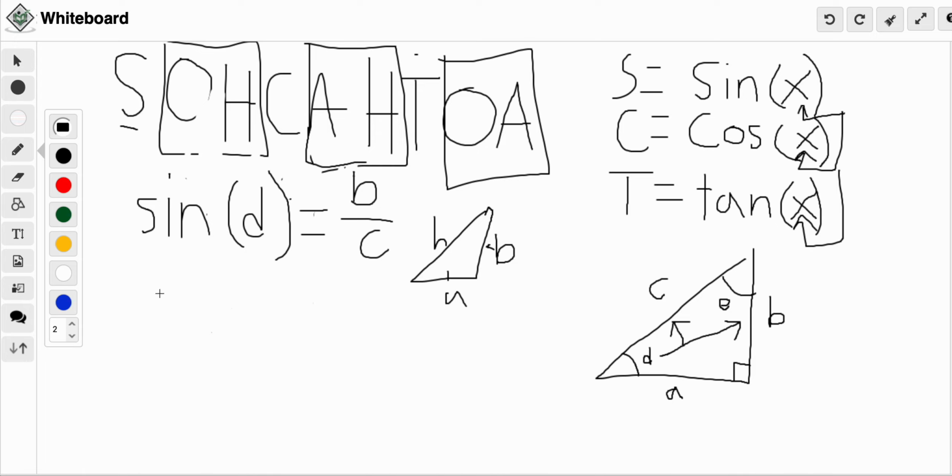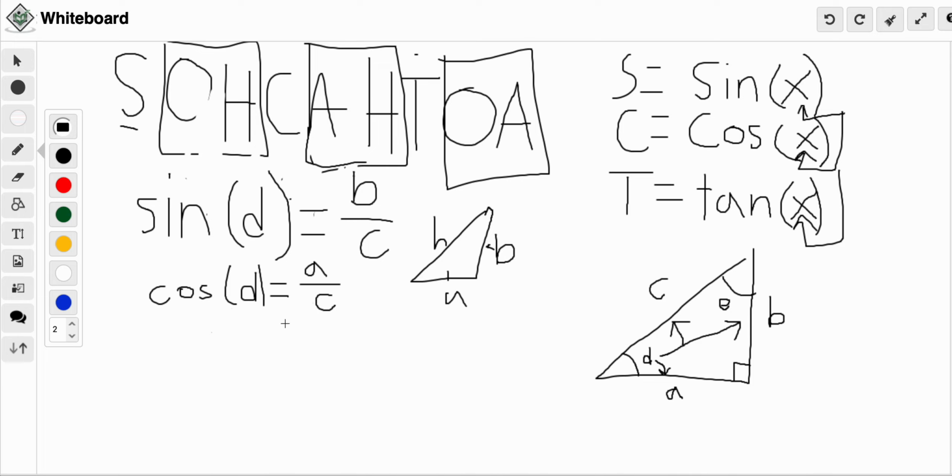Now, what does cosine of D mean? Cosine of D, we've written after the C here, AH, adjacent over hypotenuse. So, we take, now what does adjacent mean? If you remember from earlier, it means right next to. So, if we take the side right next to D, which is A, and then put that over the hypotenuse, we'll have the cosine of that angle. So, that would be A over C.